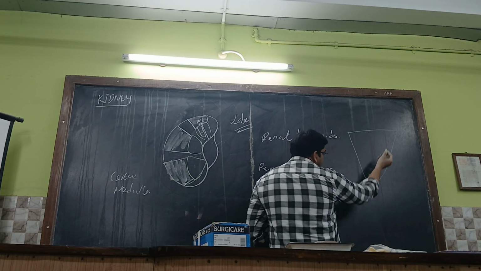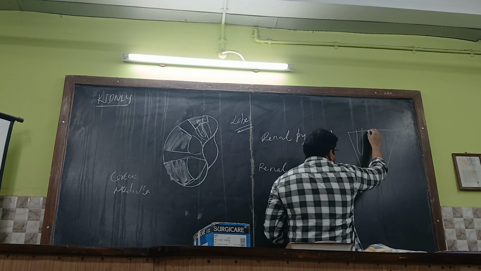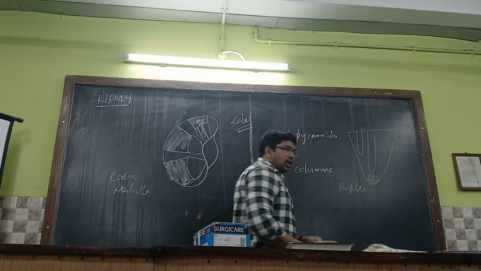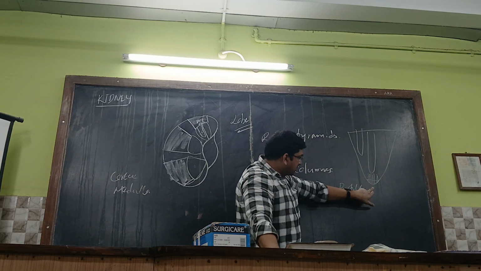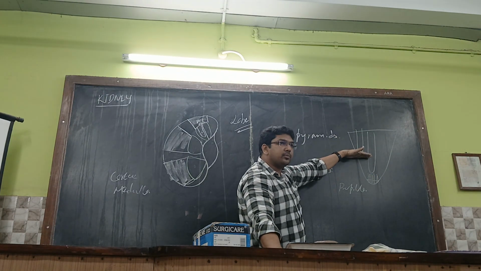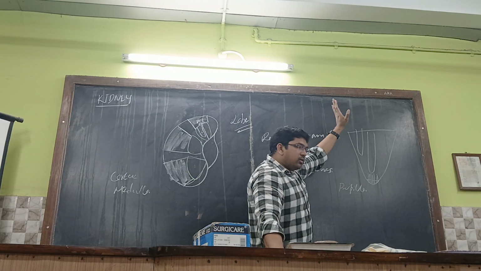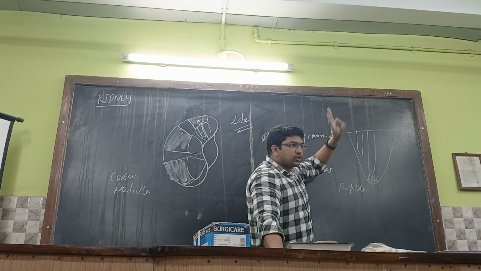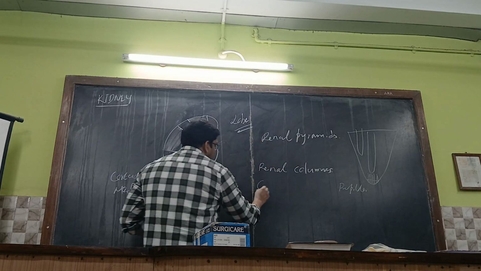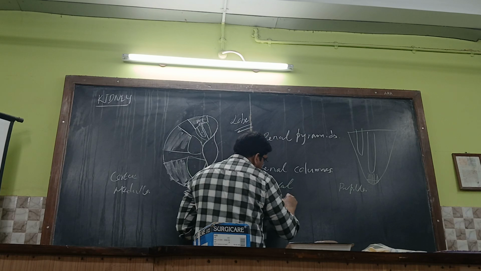So wherever the tubules are going over here, there will be loops of Henle in this manner and in this manner also. A few loops of Henle will be reaching the bottom, and a few loops of Henle will be a bit away from the bottom. So which loops of Henle belong to which nephrons? There are two sorts of nephrons: one is cortical and one is juxtamedullary.